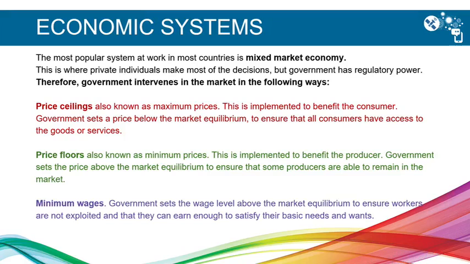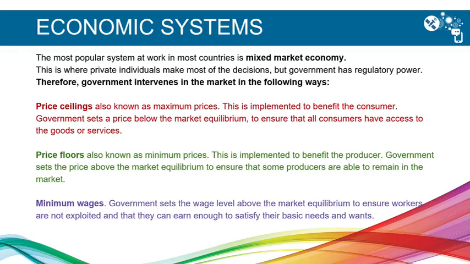Government sets the price below the market equilibrium to ensure that all consumers have access to the goods and or services. Then the next way in which they also intervene, this is known as a price floor, but this is also called the minimum price, which is the opposite of what we've just seen. We've just dealt with the maximum price. Now we're looking at the minimum price, right?